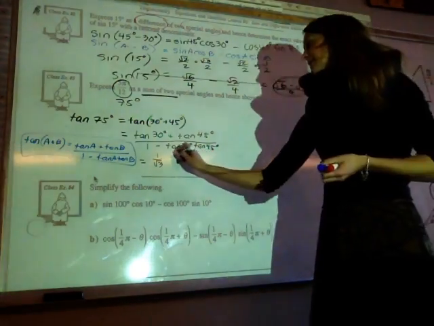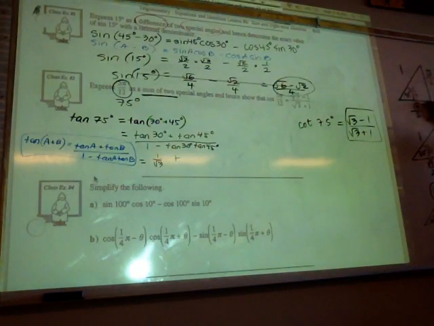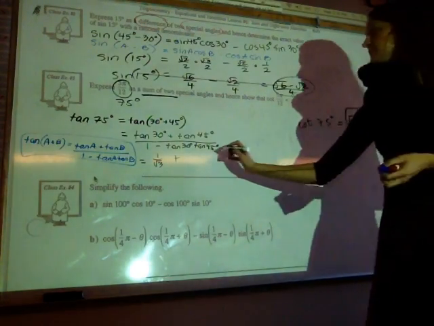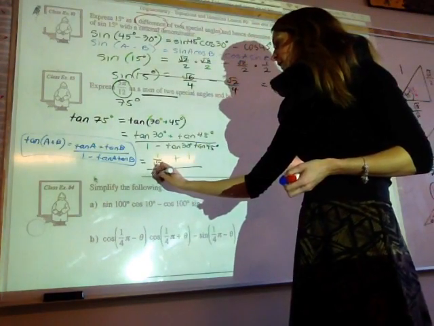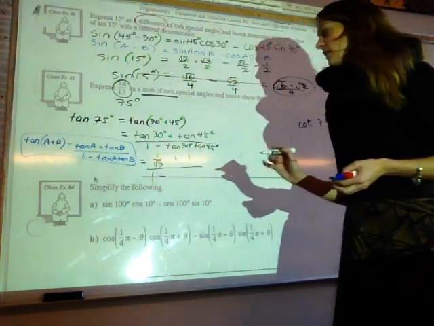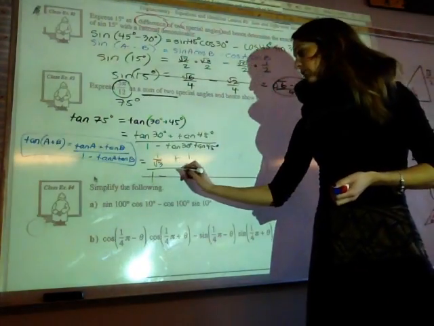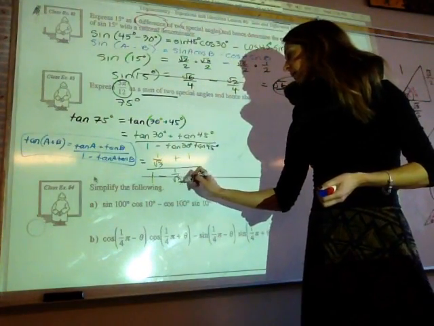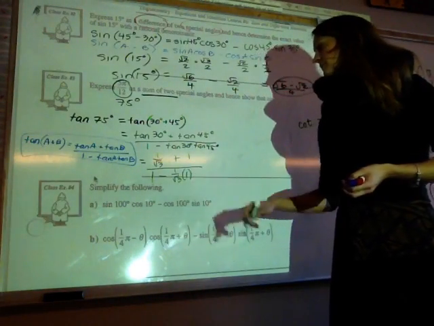We're going to add that with tan 45. Tan 45 is opposite over adjacent. So we have root 2 over 2 divided by root 2 over 2 equals 1. In the denominator, 1 minus tan 30. Have we already figured out what tan 30 is? Yeah. 1 over root 3, and multiplied by tan 45, which is just 1.